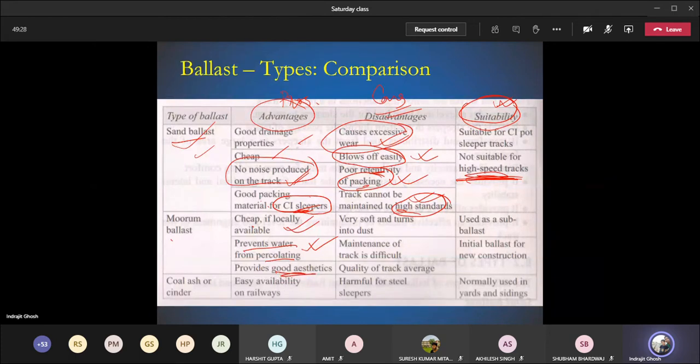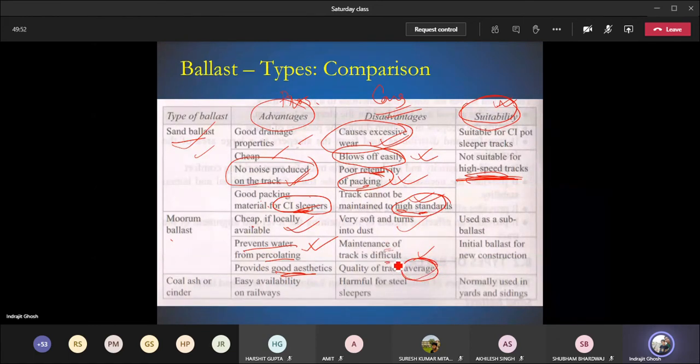So you have a layer of ballast which is reddish in nature. So sometimes people like that particular color. Very soft, turns into dust. Maintenance of track is difficult. Quality of track is average. So not as bad as the sand layer, but it is average.